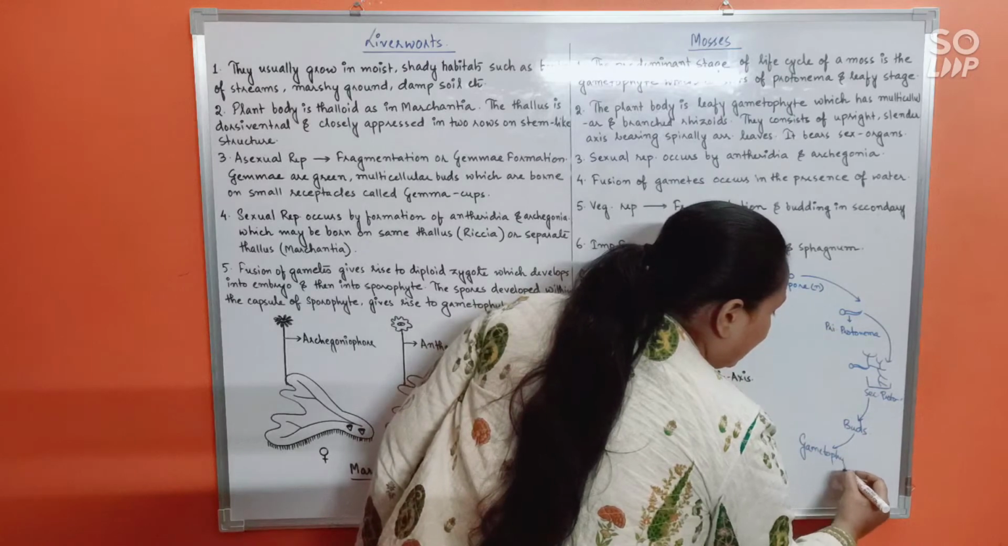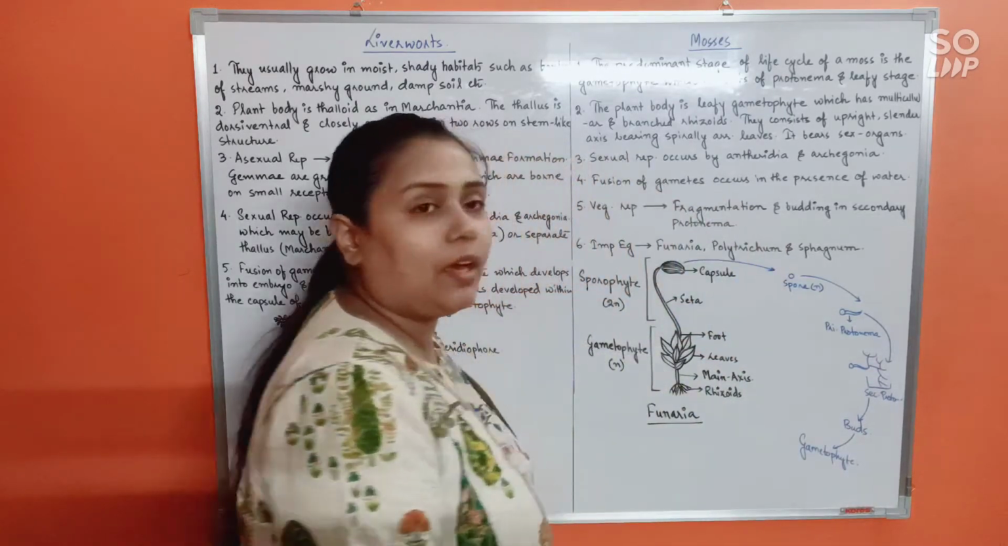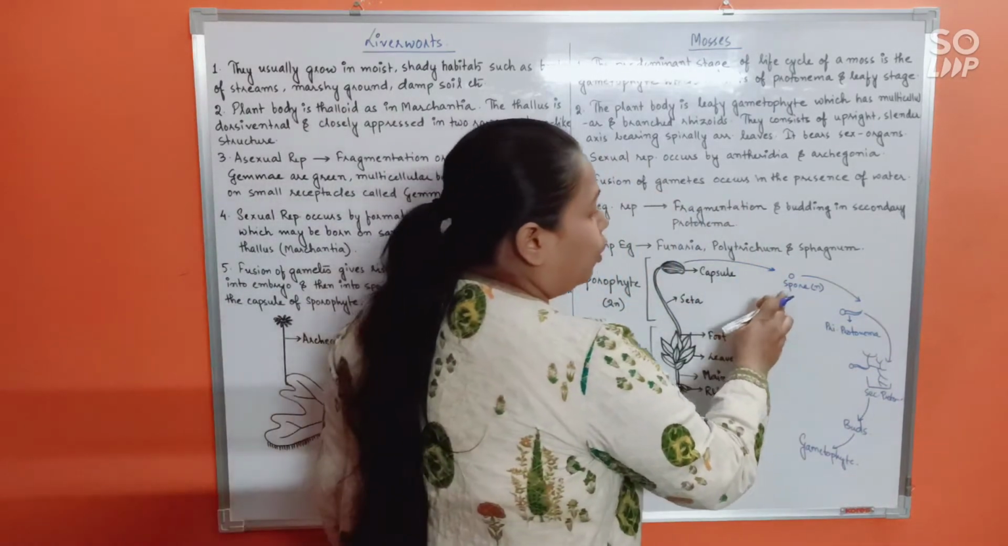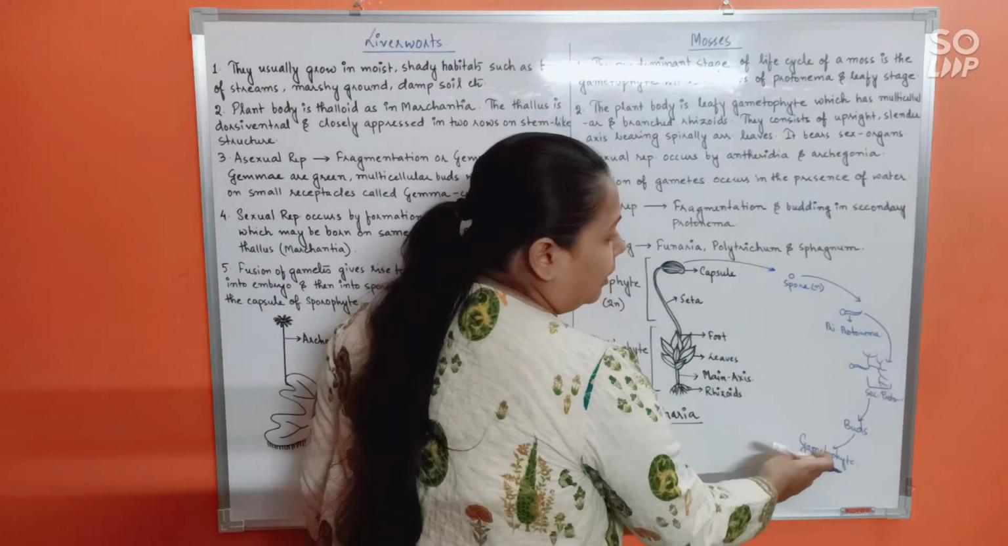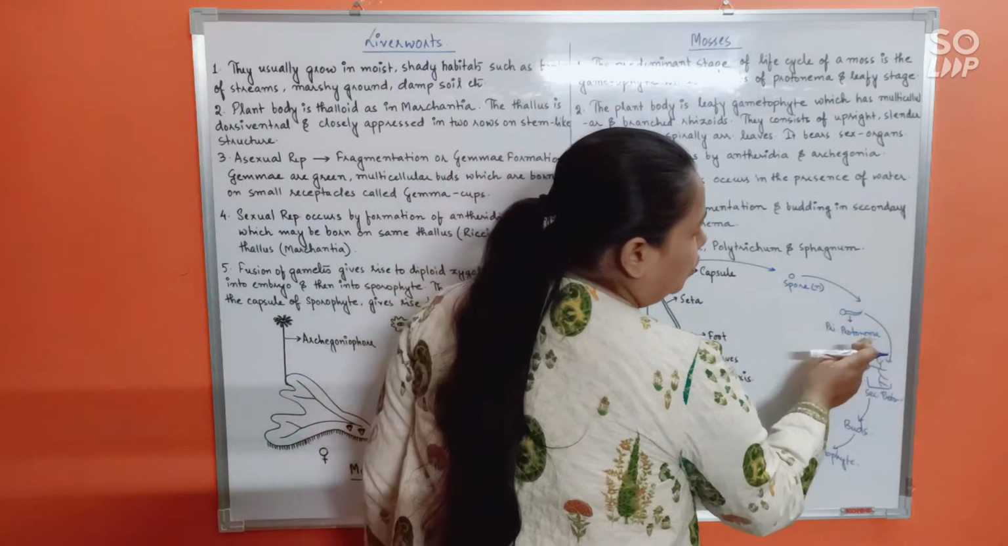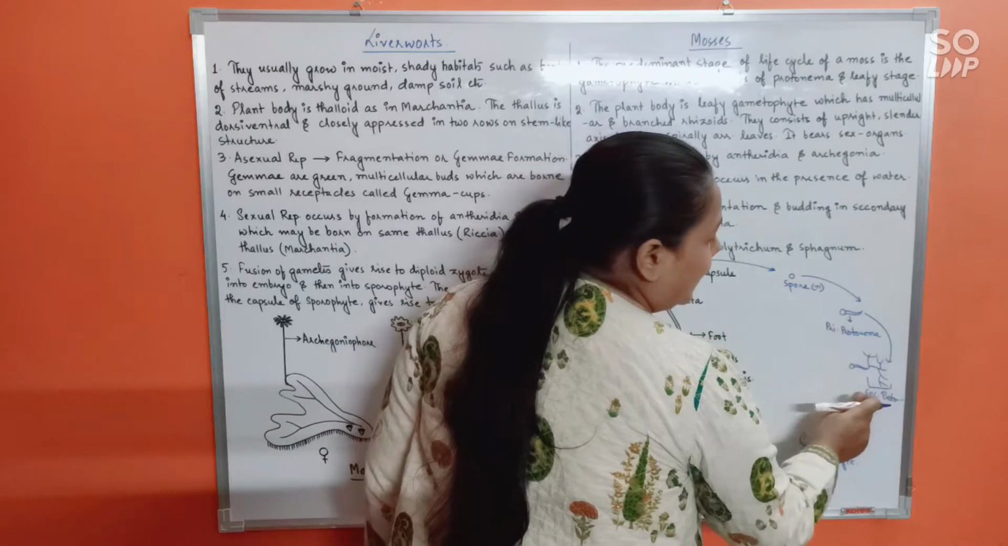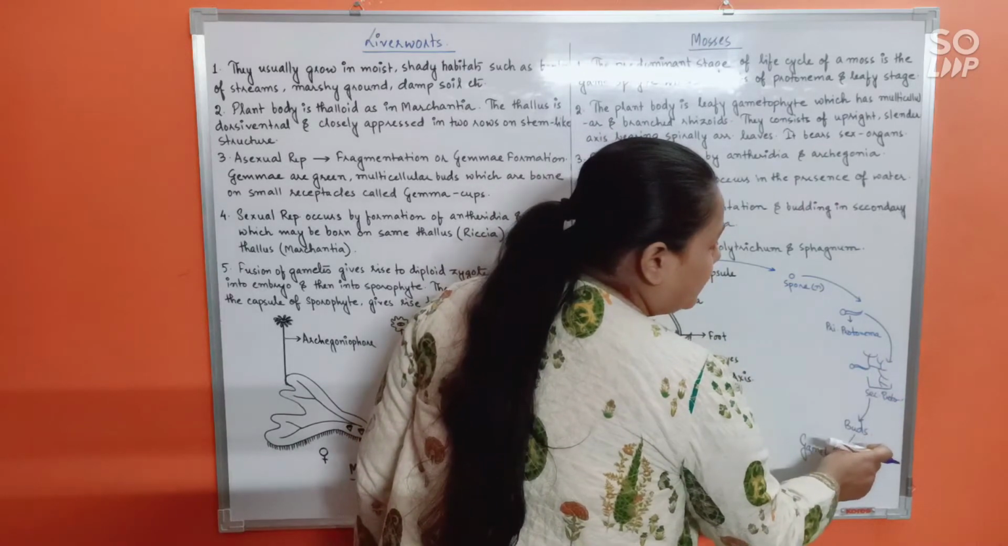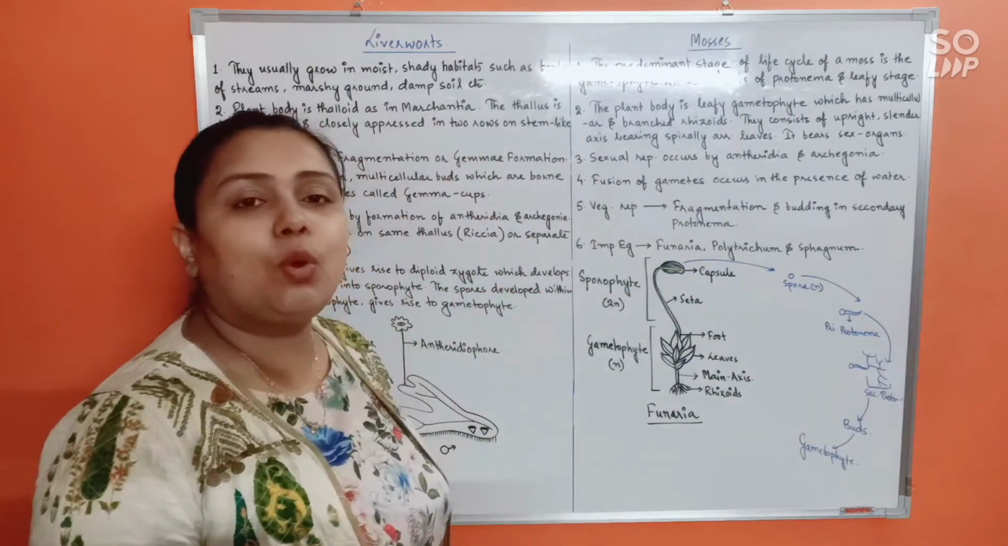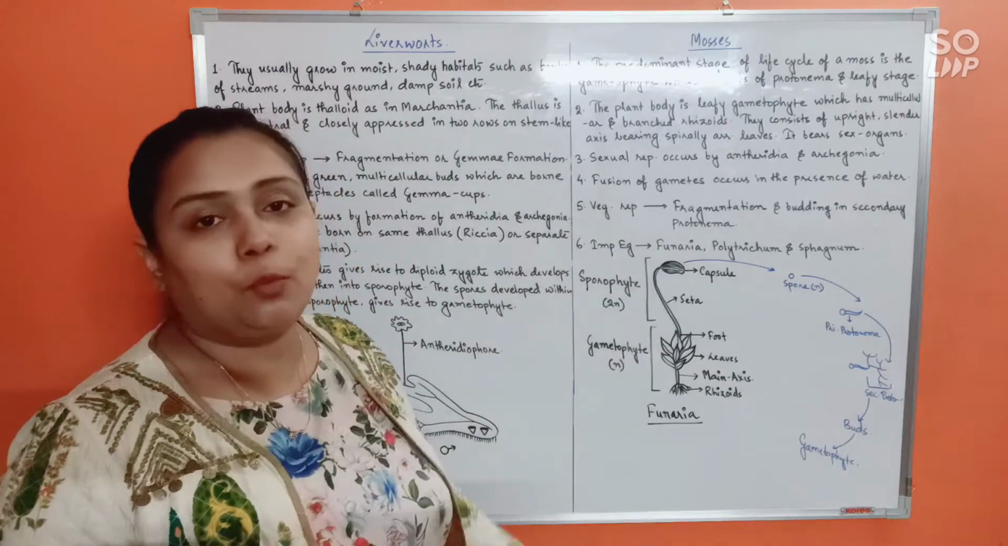Now the gametophytic plant body has arisen. Okay, from the spore, directly the gametophyte did not come up. The spore germinated into primary protonema, then secondary protonema, then buds, and finally the gametophyte. This is the difference between liverworts and mosses.